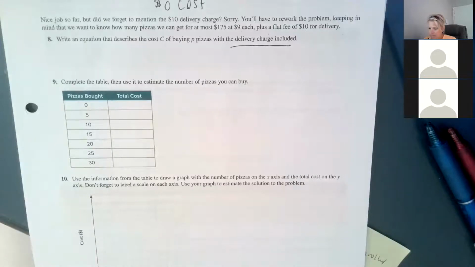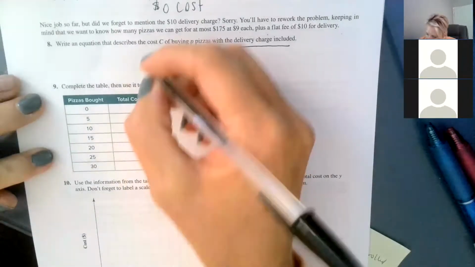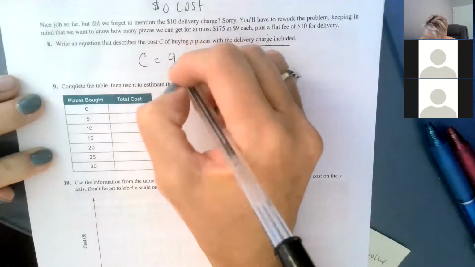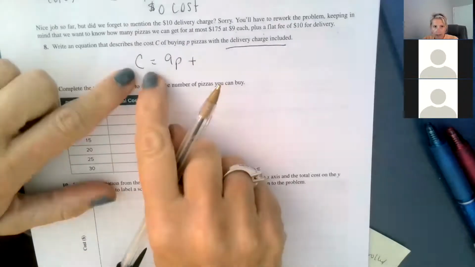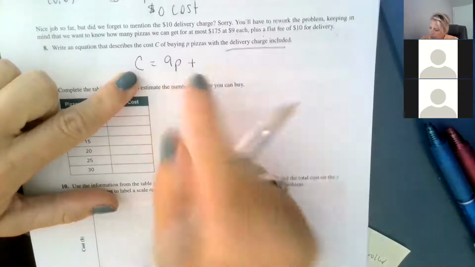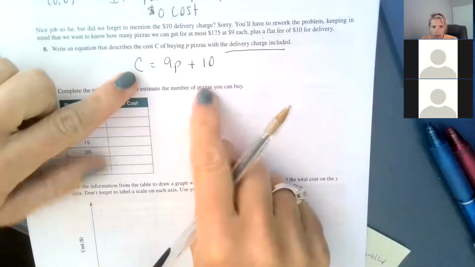So let's think about this one. Would it be like what we had before, but just adding the plus 10, like with the 175 or without it? Well, without the 175. We're using the 175 when we have a particular situation we're trying to work around. But in general, we're saying the cost is $9 per pizza plus $10 delivery fee. So I agree with you.